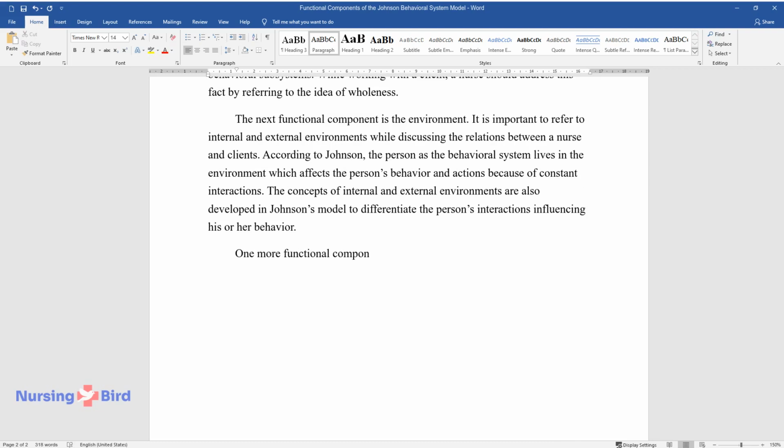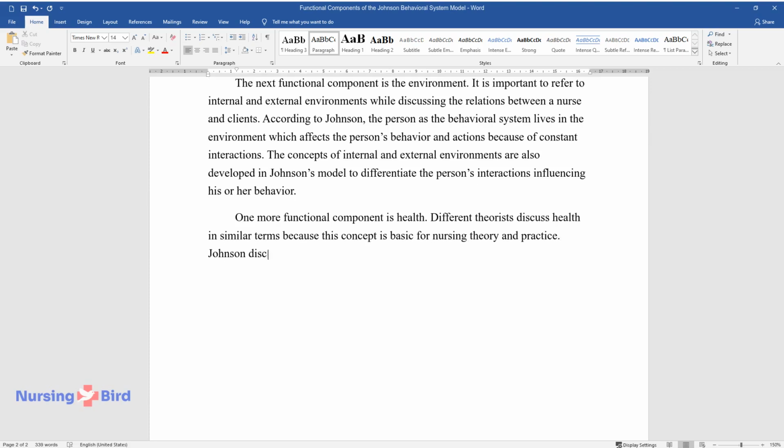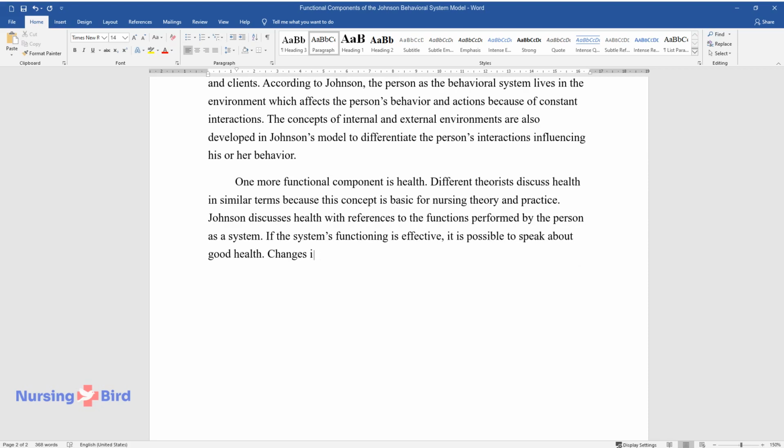One more functional component is health. Different theorists discuss health in similar terms because this concept is basic for nursing theory and practice. Johnson discusses health with references to the functions performed by the person as a system. If the system's functioning is effective, it is possible to speak about good health.